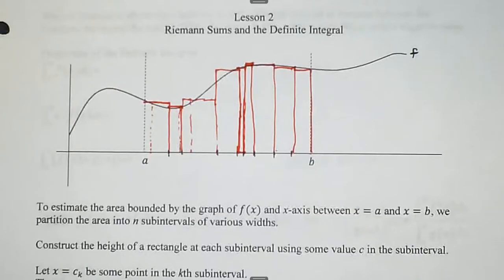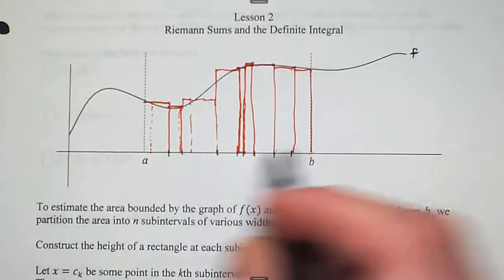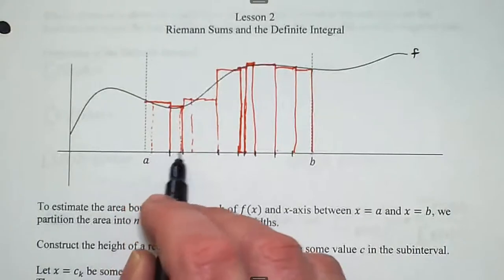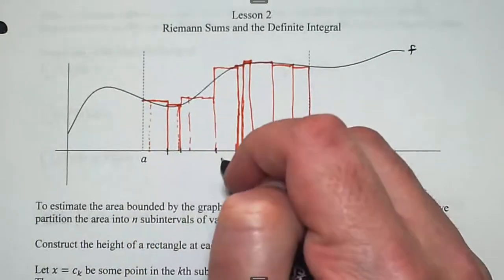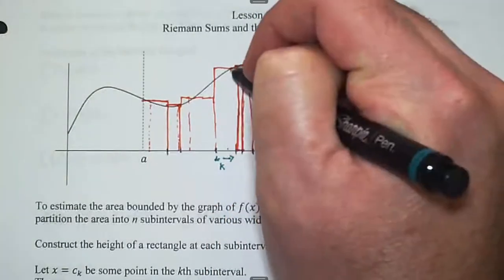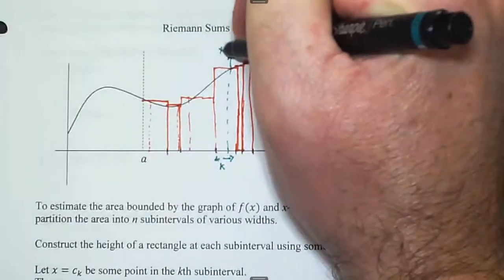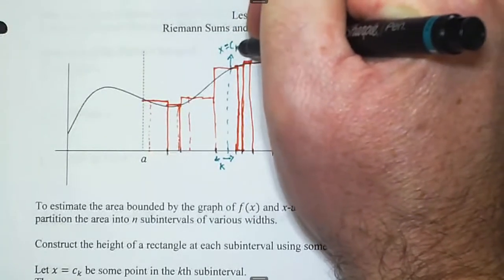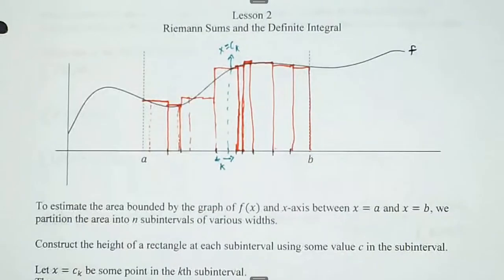All right. I'm going to let x equal c sub k be some point in the kth interval. So this is interval 1, 2, 3. I'm going to call this interval k just so we have a picture of it. So this is k, all right? And my height was drawn at some value x equals c, and each one of these intervals has a selected value c. So c sub 1 would be the c of the first interval. c sub 2 would be the c, that magical c I chose, of the second interval. So c sub k would be the c of the kth interval.